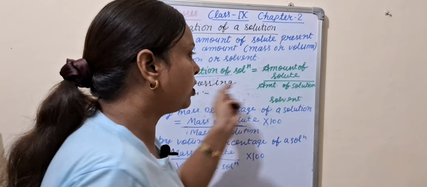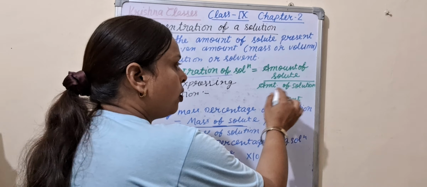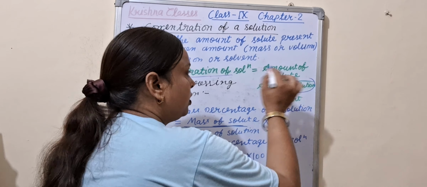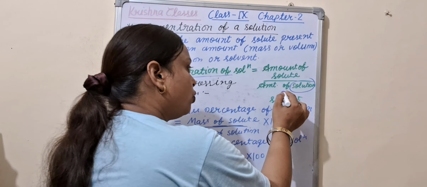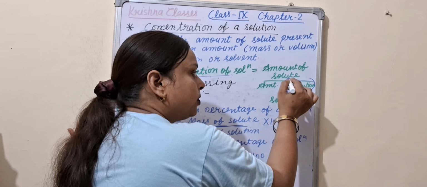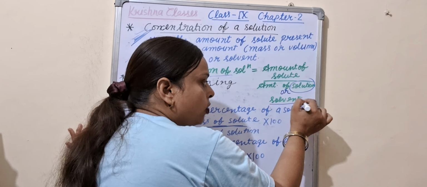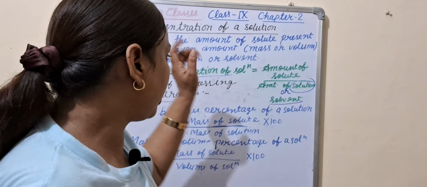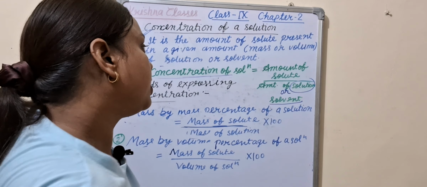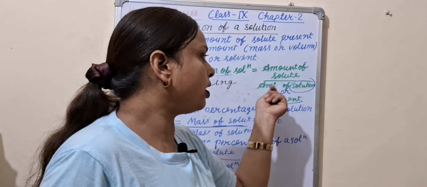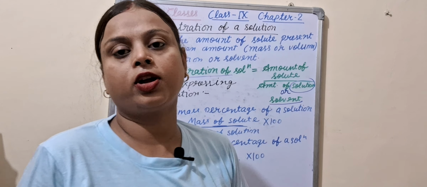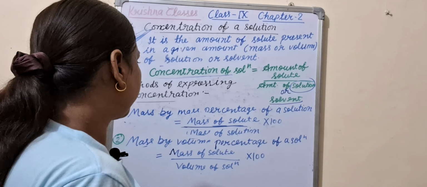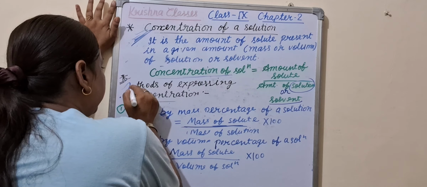Okay, so what is the concentration of solution? Concentration of solution is equal to amount of solute upon amount of solution, or you can say amount of solute upon amount of solvent also. This is the formula: concentration of solution is equal to amount of solute upon amount of solvent or amount of solution.